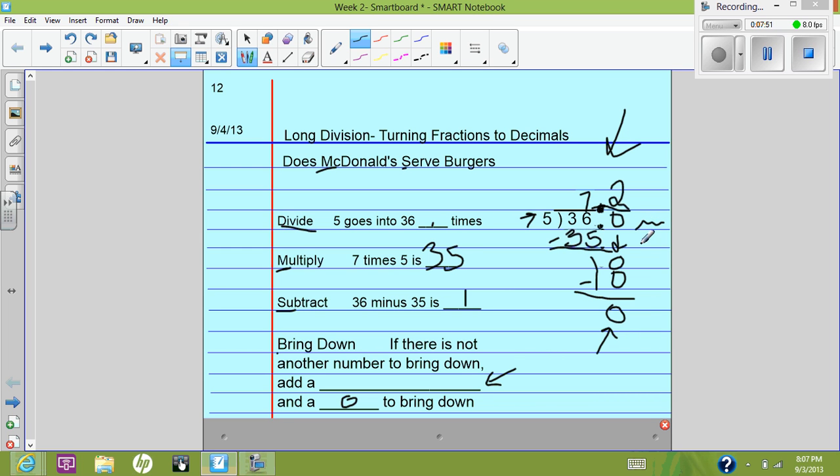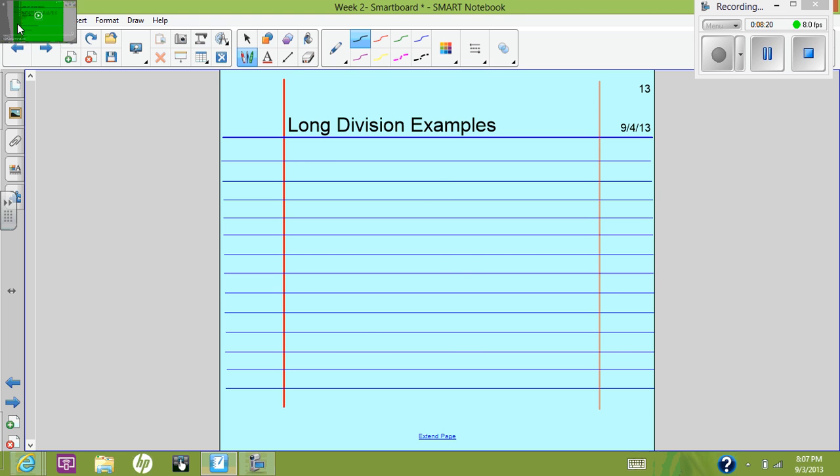If there is nothing left to bring down here, and you end up with a 0 after your subtraction step, you're done. So my answer in this case is 7.2. 36 divided by 5 is 7.2. Okay? Rewind, take a minute to review these notes if you need to. Make sure you have them all written down on the back of your cheeseburger, and then move on, continue with the video. We're going to take a couple minutes now and do some practice questions on here.